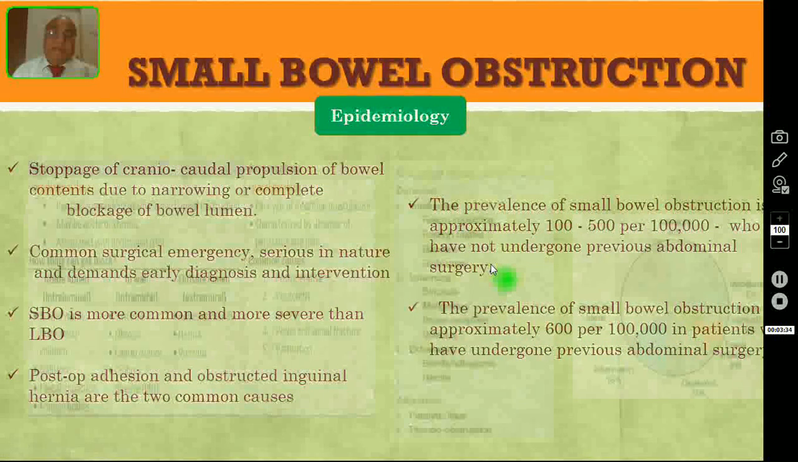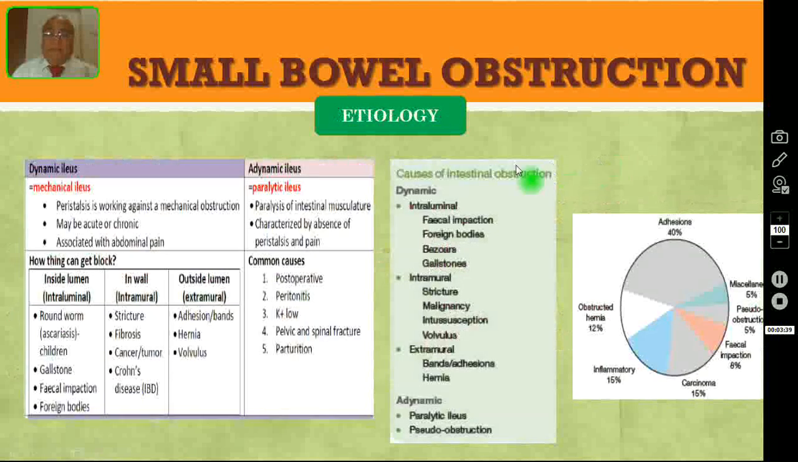So coming to the etiology, what are the various causes? Broadly, you can divide it into dynamic ileus and adynamic ileus. Dynamic means a dynamic cause or mechanical obstruction. This you can divide into three causes: intraluminal, intramural and extramural.